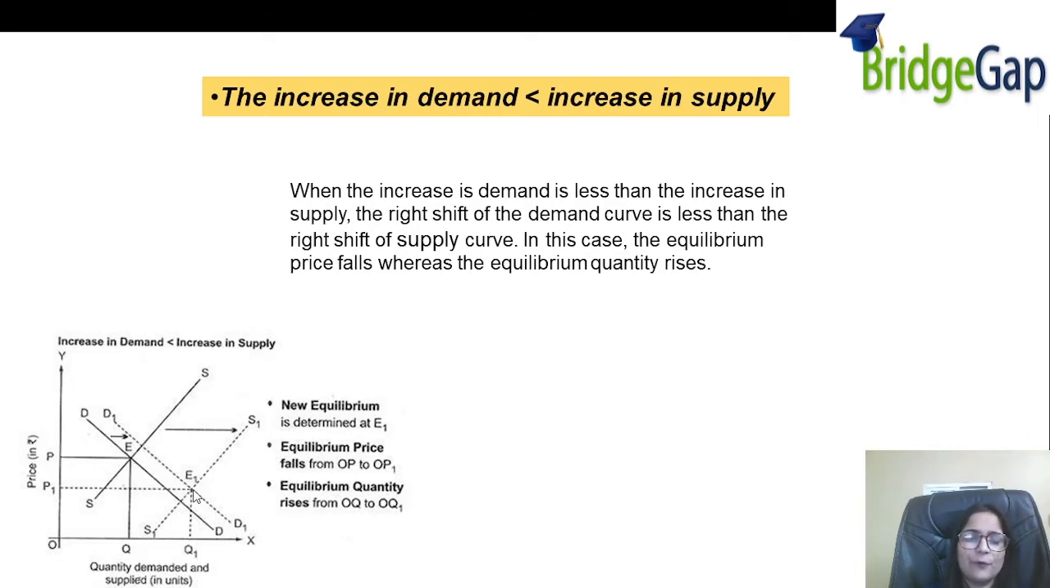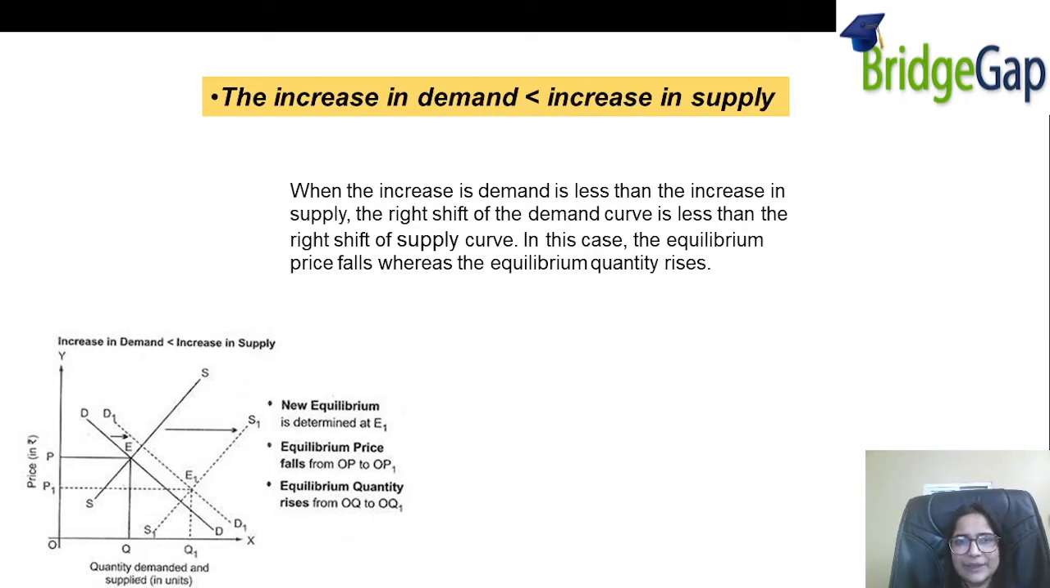So the price will fall because market forces will work accordingly, which will make the prices fall, and since supply has increased in a greater proportion, quantity will also increase. So our new equilibrium will be at E1, which will lead to a decline in the prices and an increase in the quantity. So the new equilibrium price will be lower and the new equilibrium quantity will be greater. Okay, so in this case, the equilibrium price falls, whereas the equilibrium quantity rises.